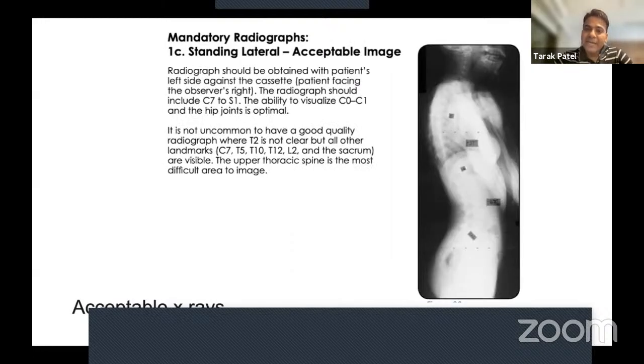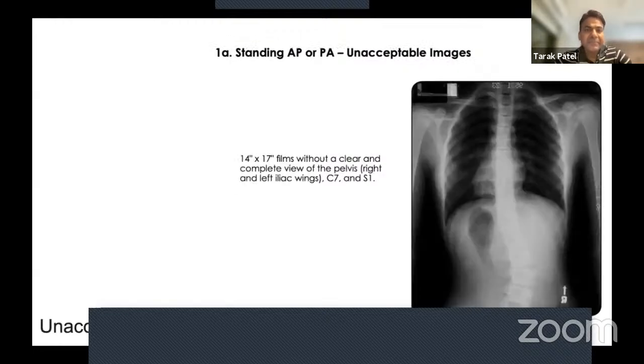So again, this is the lateral view, which is full length, and again we can see from C2 to sacrum, all vertebrae are almost visible. Many times you may not be able to see T2, which is very common because it's definitely a difficult area to visualize on lateral X-rays.